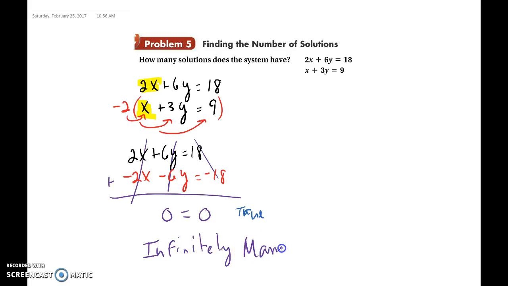All right, when you use elimination, the true statement that you will get is this 0 is equal to 0. If you get a false statement, to know that it is no solutions, you will get 0 is equal to some other number. That will be false. All right, so that is the last question that we're going to do together. And then the last thing is just going through a quick review.